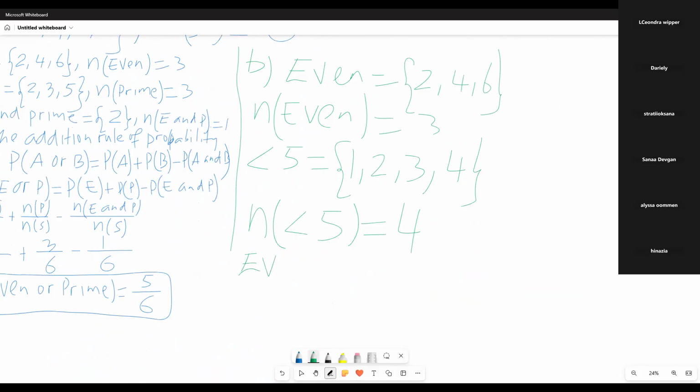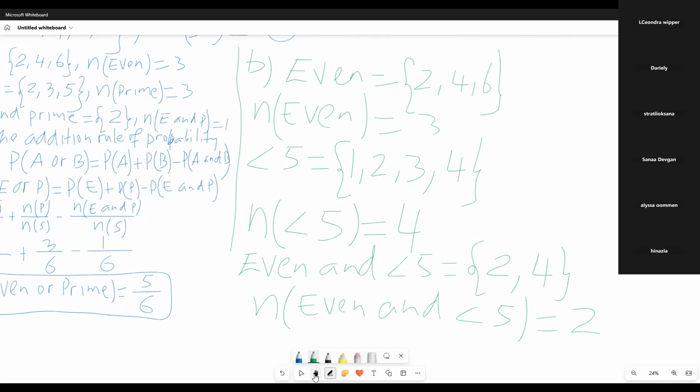So you have even and less than 5. You got 2 and then 2 and 4. So n of even and less than 5 equals 2 because you got 2 outcomes. Is this clear? Yes.